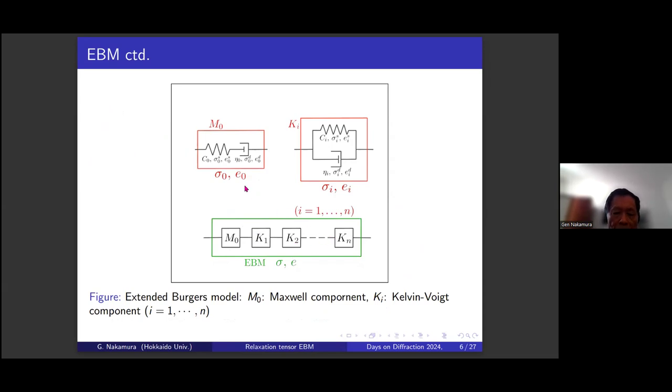Okay. And now let's look at the Maxwell part. It consists of the spring and also the dashpot. The spring has the elasticity tensor C0 and the stress tensor sigma 0S and the strain tensor E0S. And for the dashpot, it has viscosity eta 0 and the stress tensor sigma 0D and the strain tensor E0D. Similarly, each Kelvin-Voigt part, Ki, has a spring and also a dashpot.